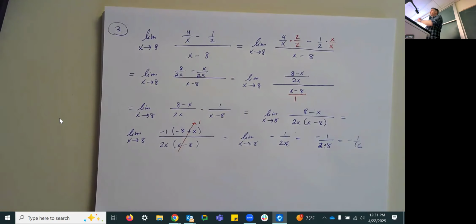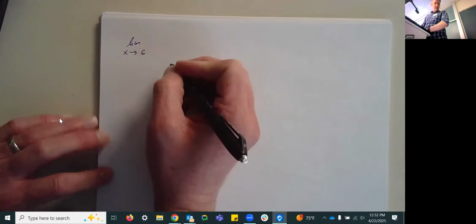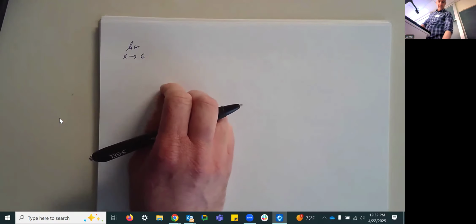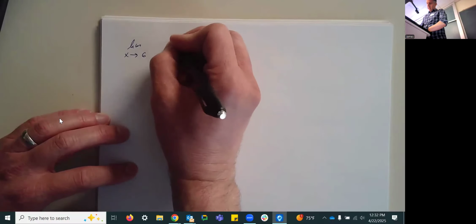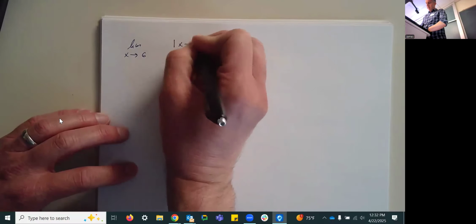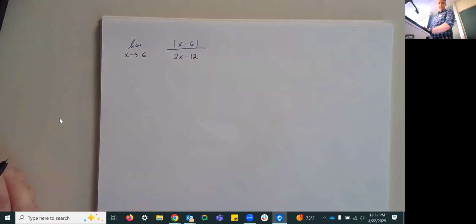So there's 2 other types of 0 over 0 limits I want to briefly mention. I think I'm going to wait on one of them. But there is one other type that can be, unfortunately, a little bit more problematic. So let's say we have, sure, I like this one. The limit as x approaches 6 of the absolute value of x minus 6 divided by 2x minus 12. Which, as you might have guessed, is going to be a 0 over 0 type.